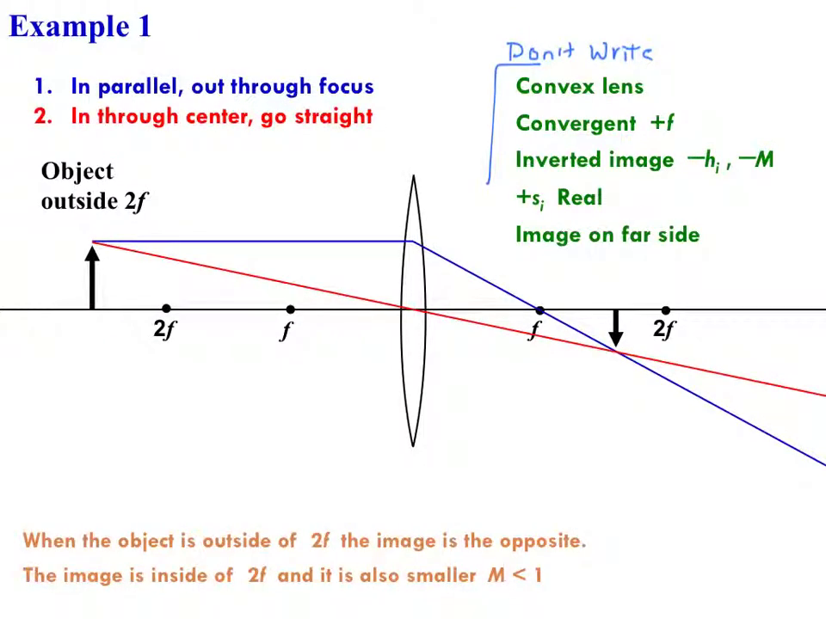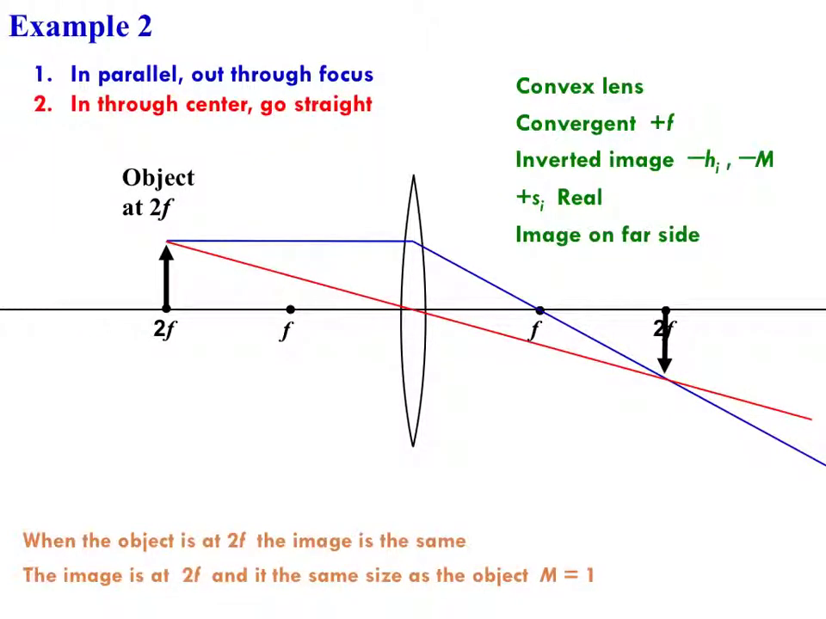Now, you don't have to be writing all this down because you're going to do it again in class, but it's important that you include this piece. So right now we're looking at a convex lens, and we're looking at an object located beyond 2f. So when the object is outside of 2f, the image is the opposite. The image is inside of 2f, and it is also smaller than our original object. If it's located at 2f, then the image is going to be the same, meaning it's also going to be located at 2f, and it will be the same size.